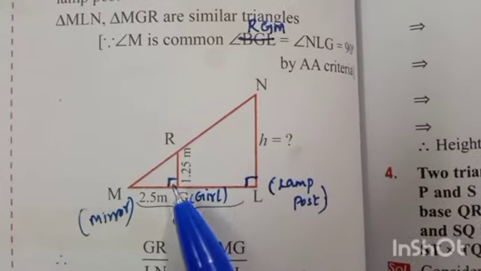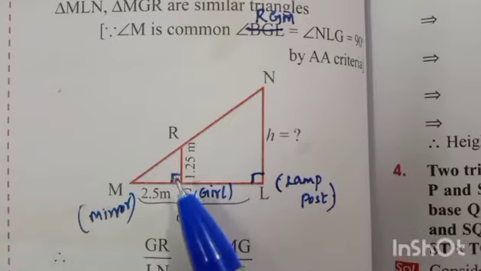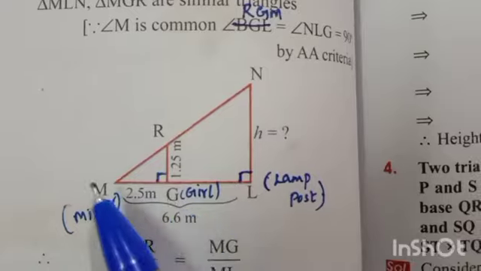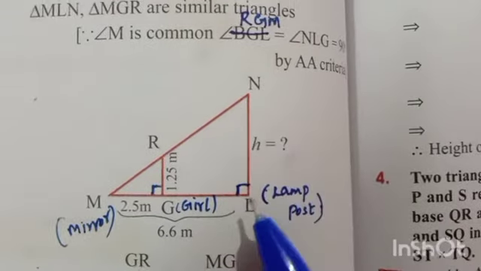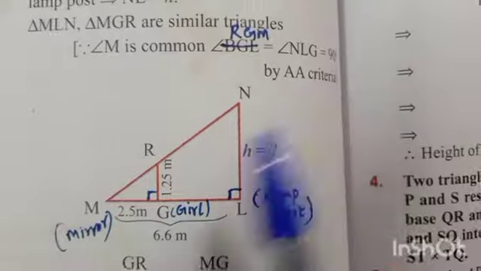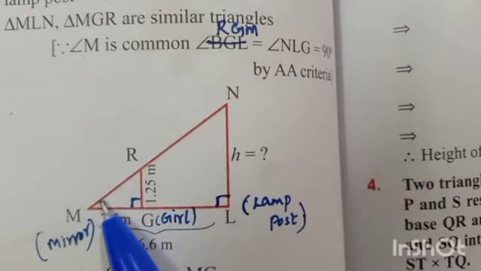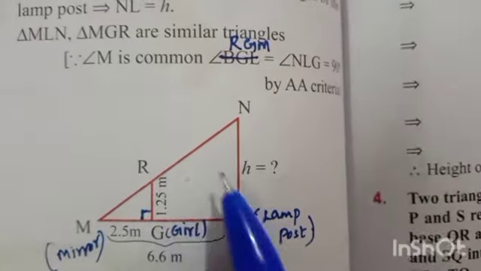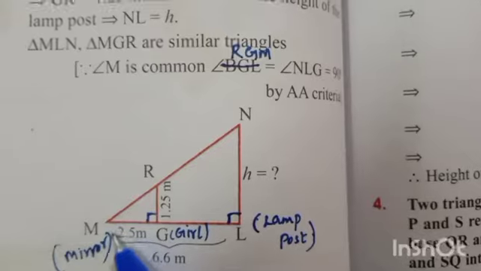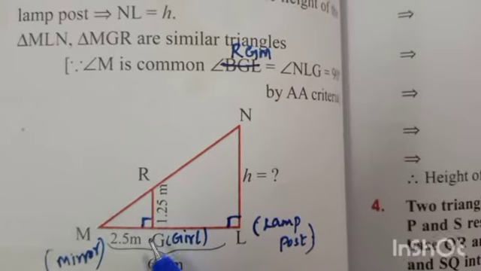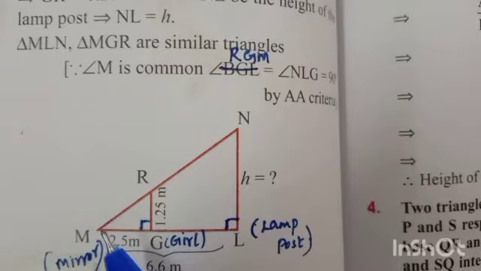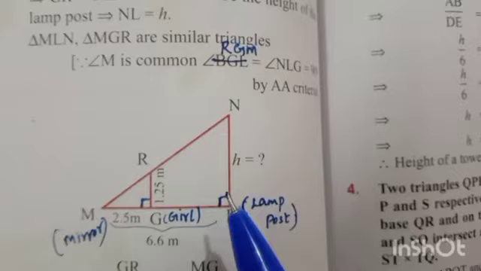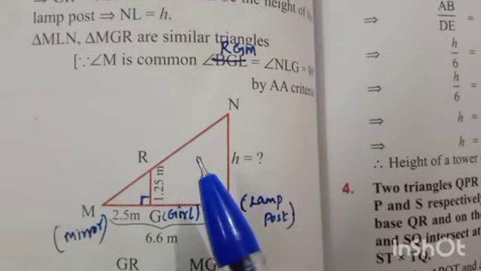These two are right angled triangles. For the small triangle, this is 90 degrees, and for the big triangle, this is 90 degrees. So, angle RGM is equal to 90 degrees, and angle NLM is equal to 90 degrees. So we get two angles equal, and angle M is common for triangles MGR and MLN. So by AA criteria, these two triangles are similar.